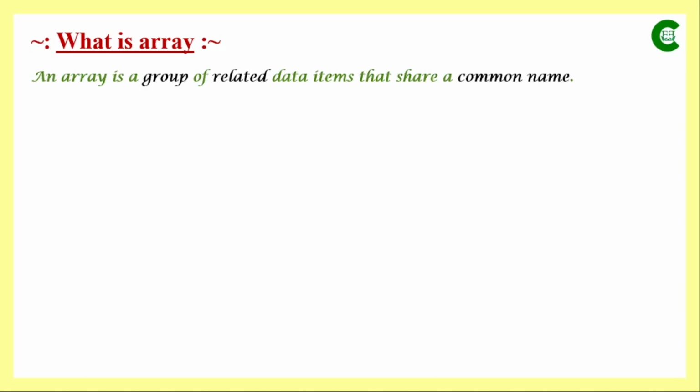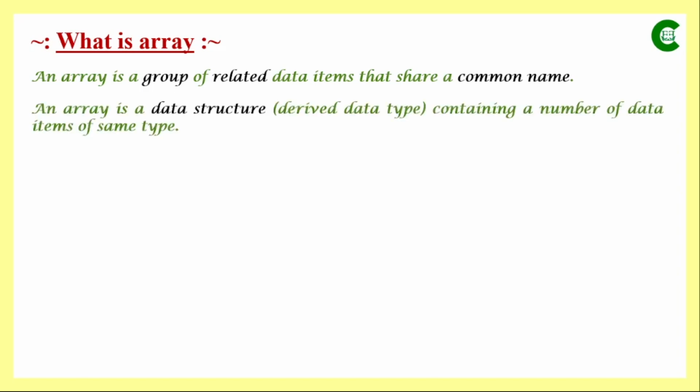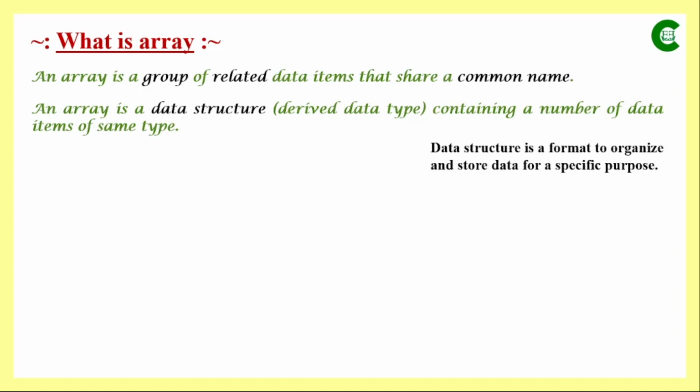Now we can define an array this way also. An array is a data structure or derived data type containing a number of data items of the same type. We are already aware of the fundamental data types int, float and char. And in one of our earlier classes where I taught data types in C, I said that an array is a derived data type, and an array can be said to be a data structure also. Then again the question comes, what is a data structure? A data structure is a format to organize and store data for a specific purpose.